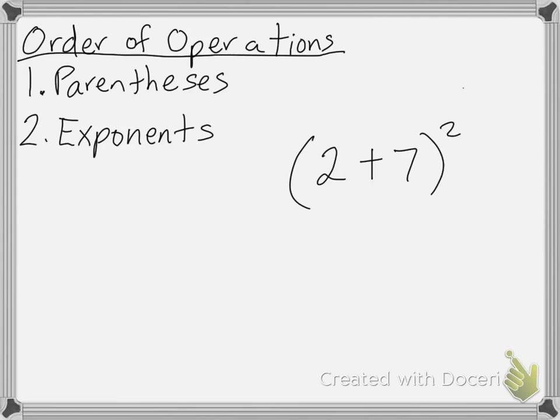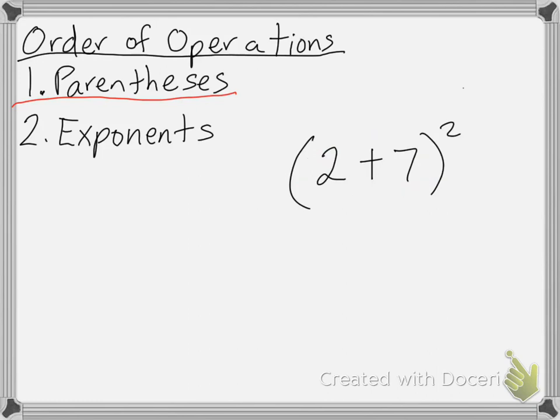Mathematicians have a special set of rules they follow when they find the answer for a problem with parentheses, that's what these are, and exponents. The rules are called the order of operations. Mathematicians agree that whenever there are parentheses in a problem, they will find the answer for what is inside the parentheses first. So the first step is parentheses. So you do whatever is inside first.